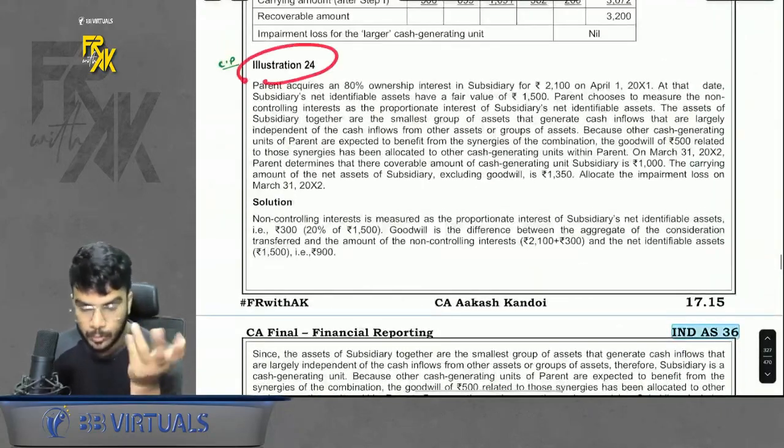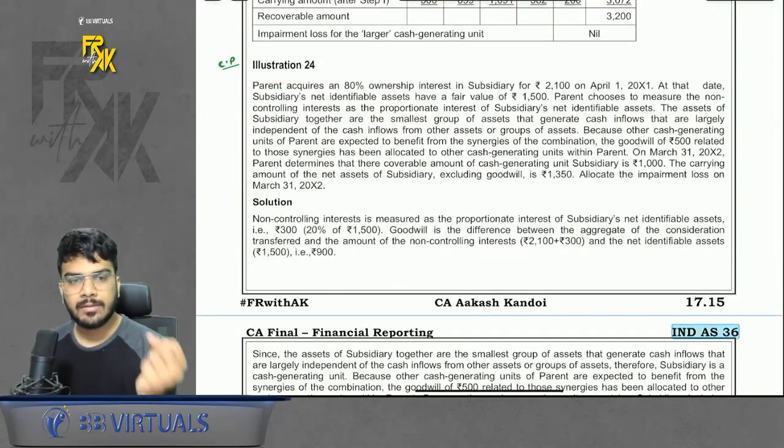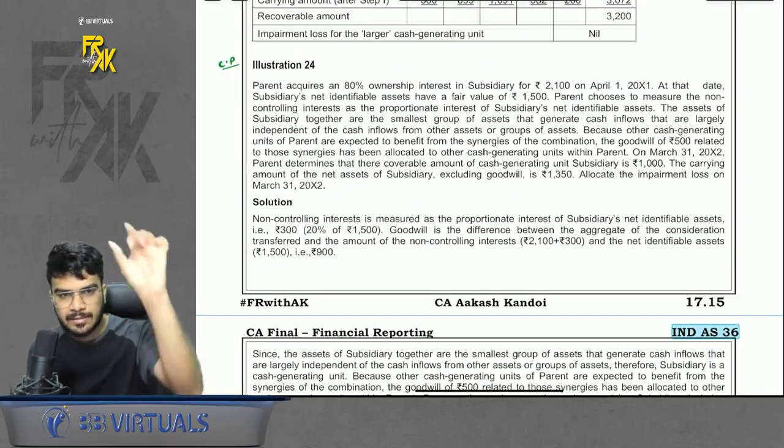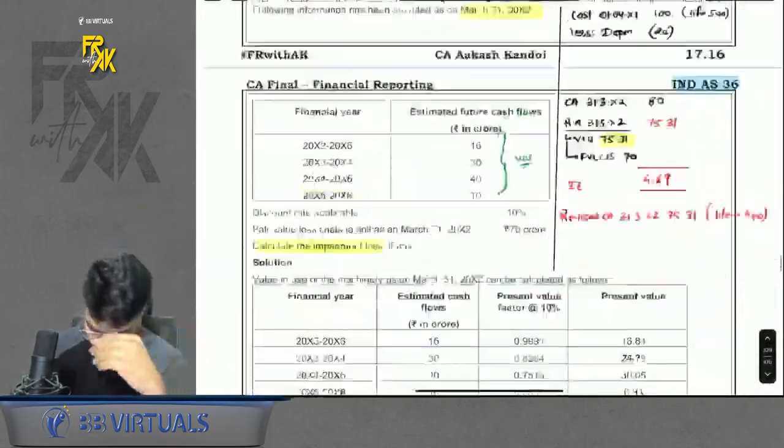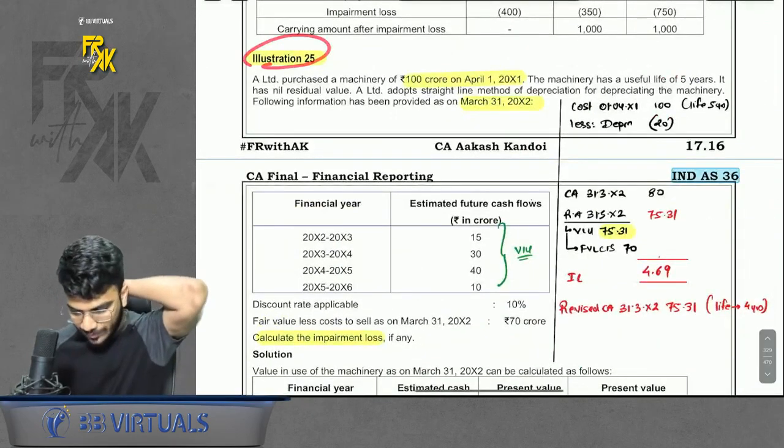Illustration 24 is again a common pool. I am not saying that it's not important, just that it will be discussed in that particular point number 9. Then we have illustrations 25 and 26.